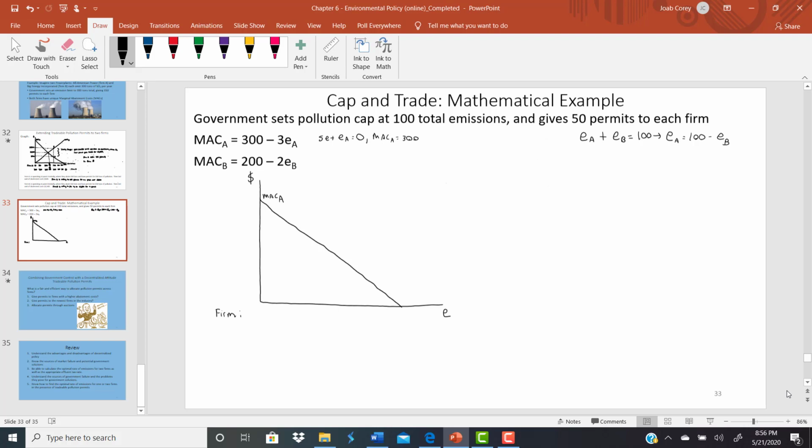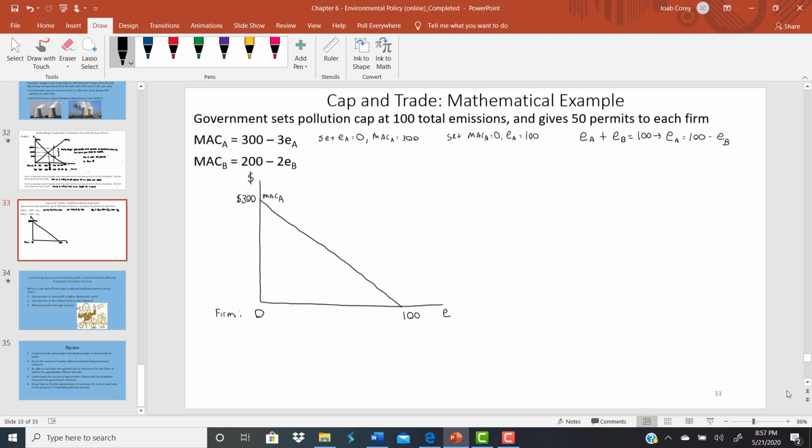If you were to set MAC sub A equal to 0, then we know that the max number of emissions for this firm would be equal to 100 by itself. So we've got 300 up here, and we've got 100 down here. In other words, this firm would be emitting 100 emissions if completely uncontrolled or unregulated. If you wanted to abate all emissions all the way down to 0, then the abatement cost of that last emission would be $300. So this firm is measuring emissions from left to right, or from 0 to 100.